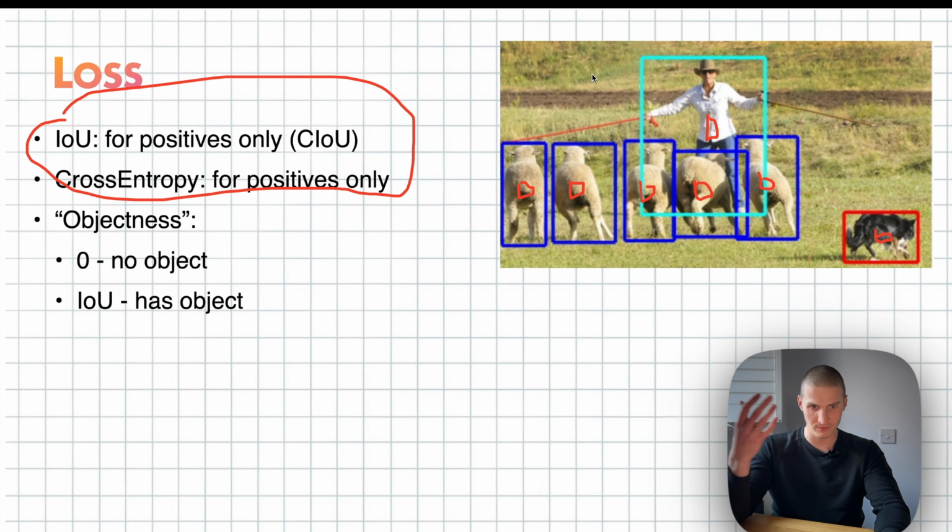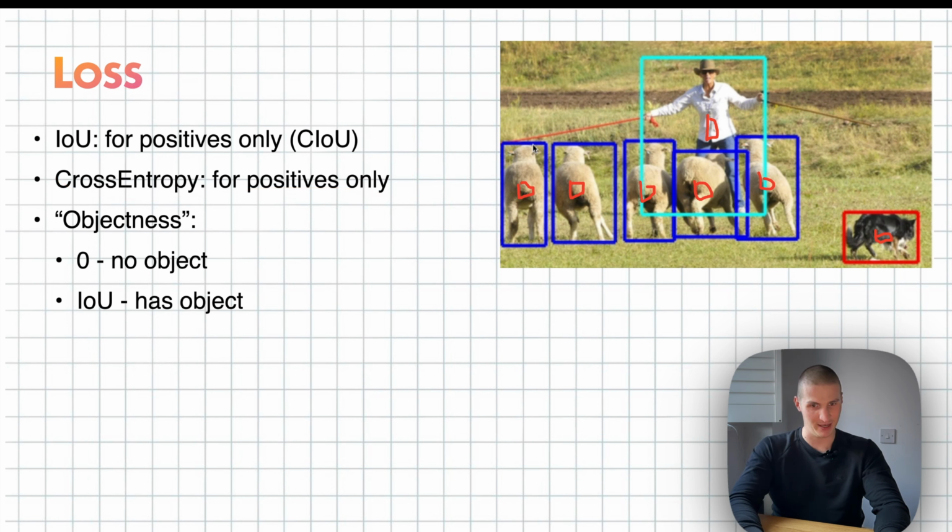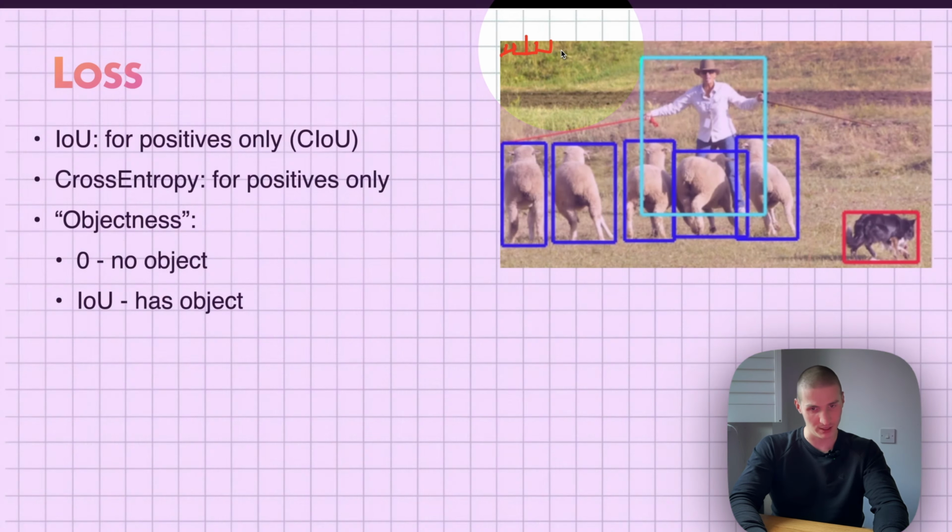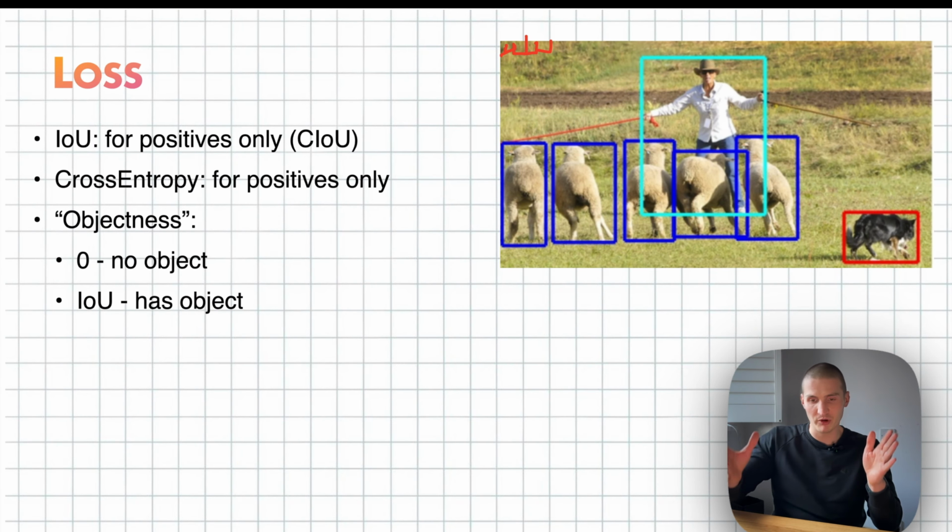Whereas if the actual grid is 80 by 80, and for every grid cell we have 3 anchors, that's like 20,000 predictions. And we want each of them to say that there is no object here. So no object here, no object here, and so on. There are a lot of predictions, and all of them have to say that there is no object.